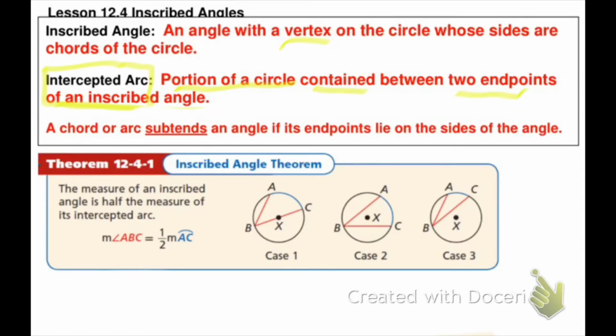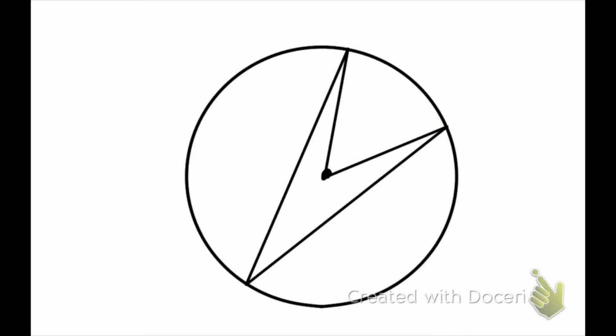Now our first theorem is the inscribed angle theorem, and this theorem states that the measure of the inscribed angle is half the measure of the intercepted arc. So the inscribed angle is 1/2 the arc measurement. Let's relate this back to what we've talked about before. Here's the arc we're looking at right here. Let's say that's arc AB. Let's say that the measure of arc AB is 40 degrees.